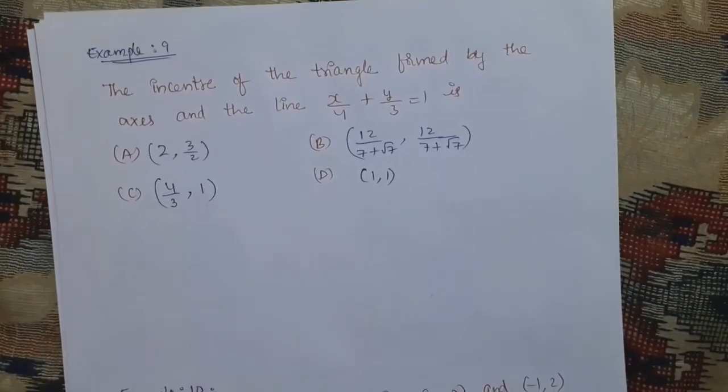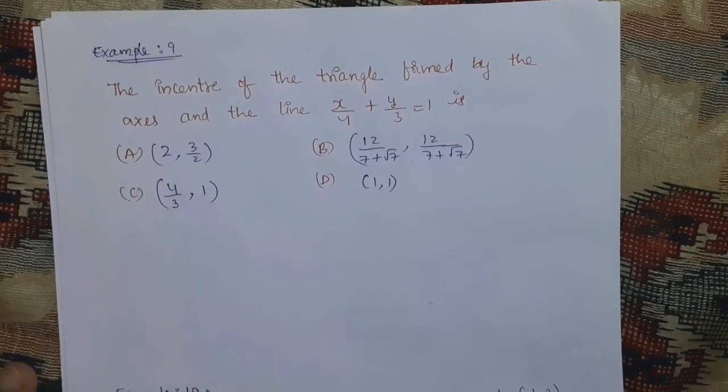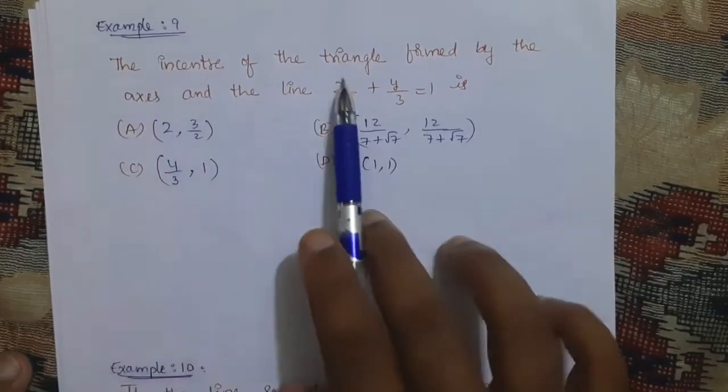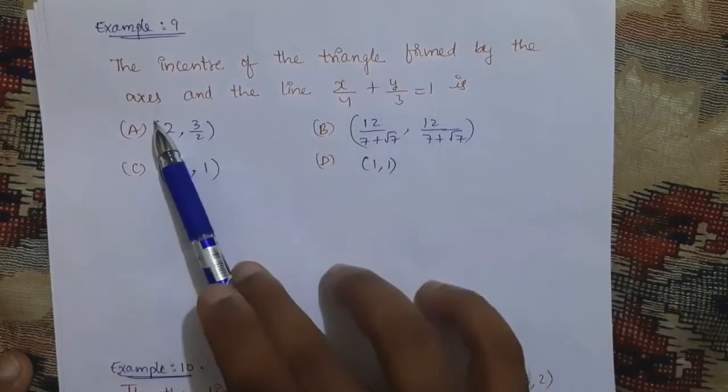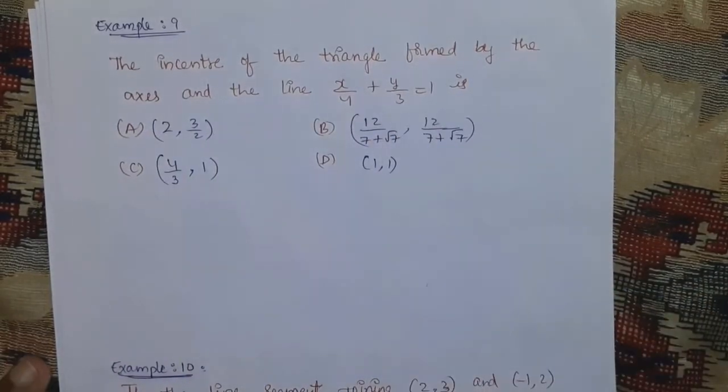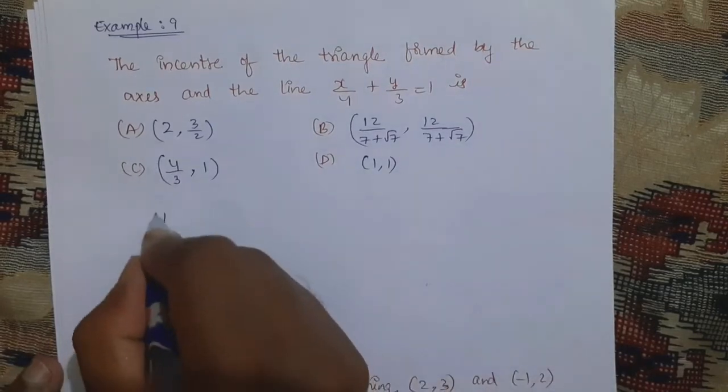Look at this question based on the incenter of the triangle. The incenter of the triangle formed by the axes and the line x by 4 plus y by 3 is equal to 1. Okay, we need to find the incenter of the triangle.